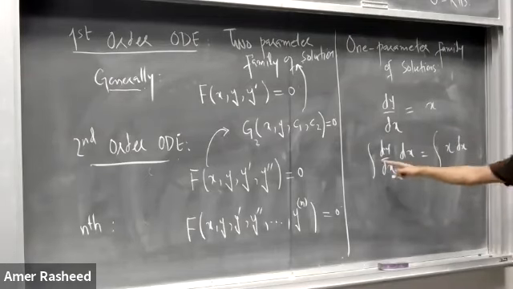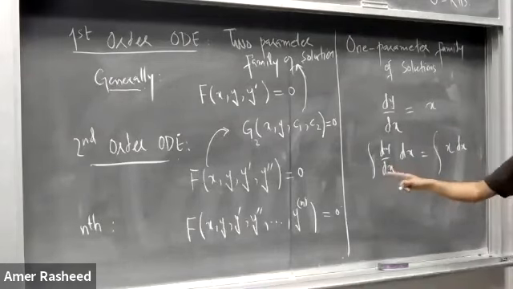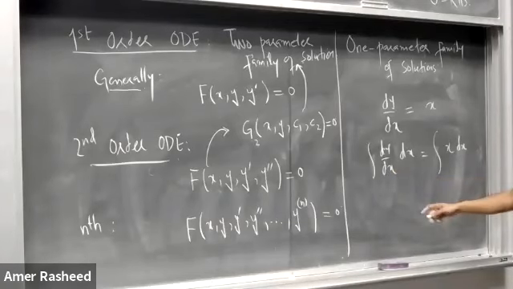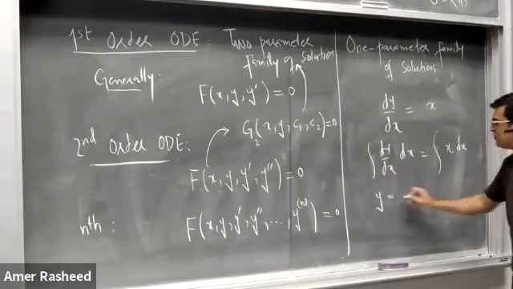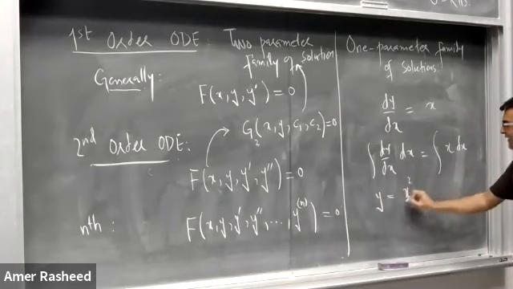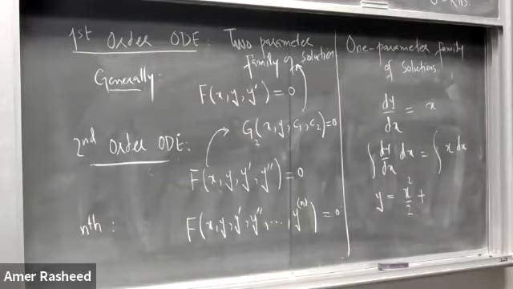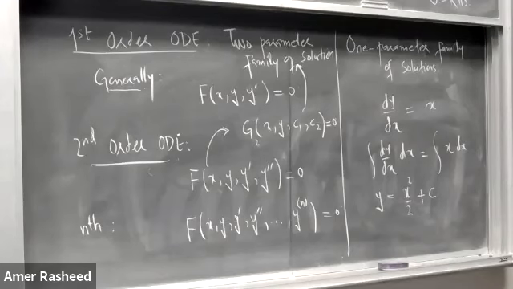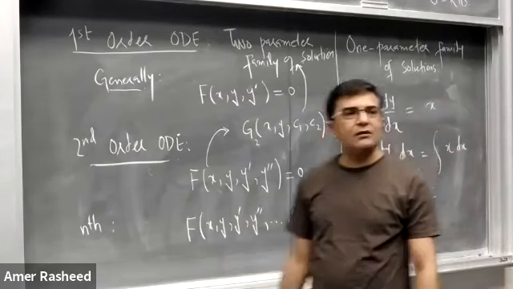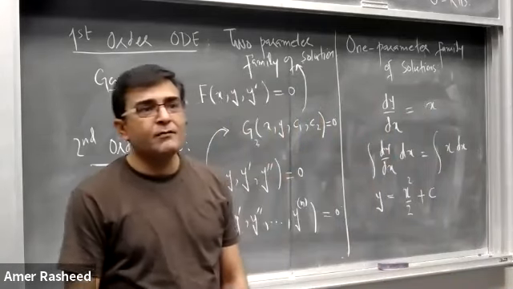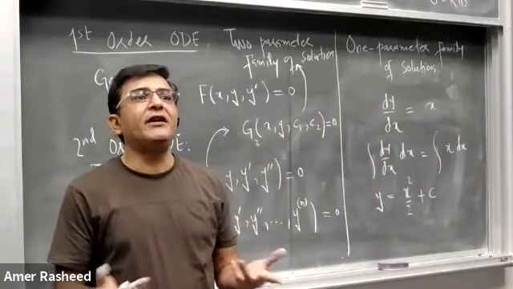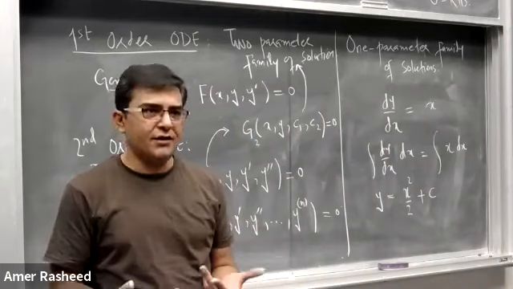Now if we integrate this, what will the derivative and integral become? They cancel. So what do we get here? Y is equal to x square by 2 plus, what do we write? C. Now, what is this C? We call it the constant of integration, but this constant is an arbitrary constant. It can be any constant.